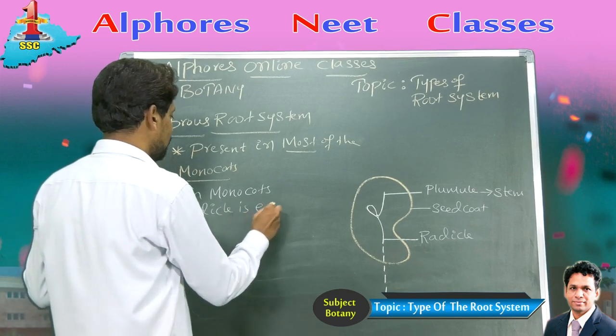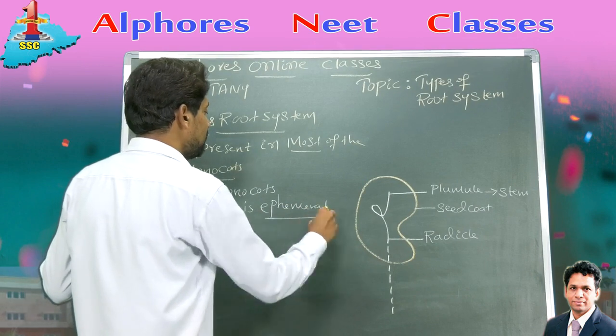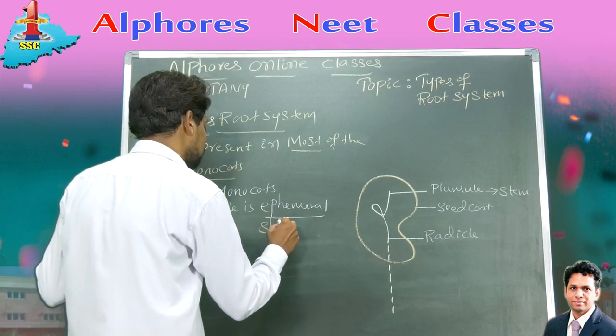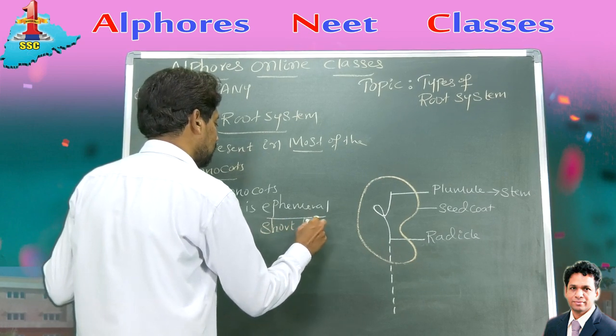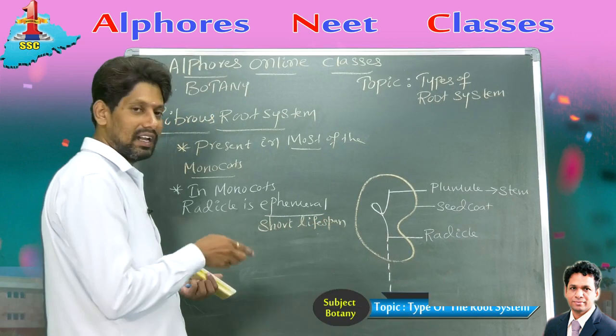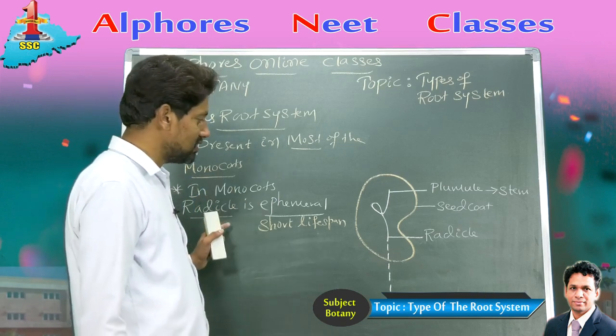Radicle is ephemeral. Ephemeral means what, sir? Short lifespan. Whose lifespan is short? Radicle lifespan is short. In the case of which plants? Monocots. Is this statement okay?